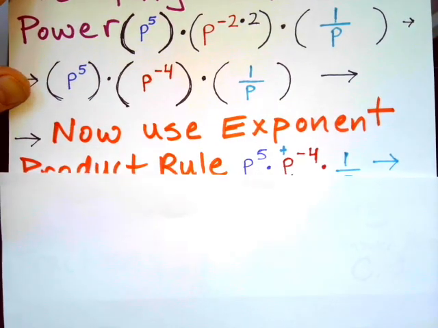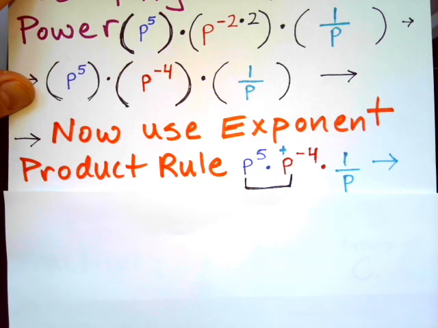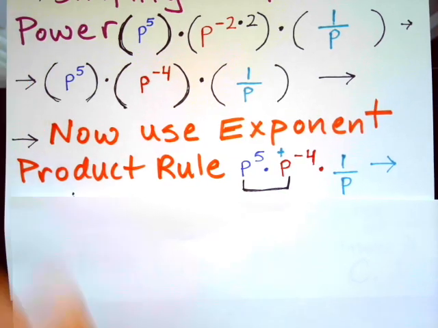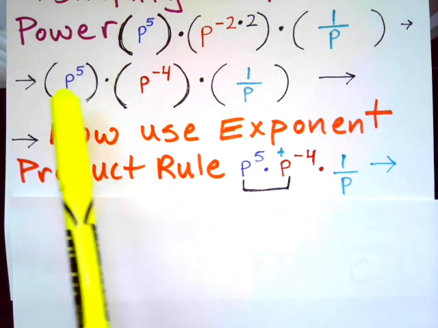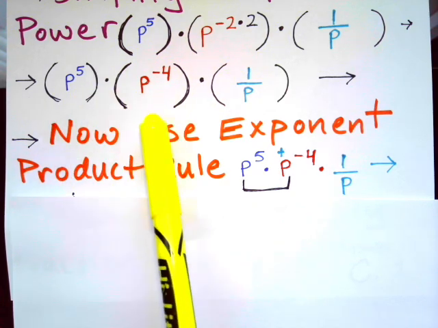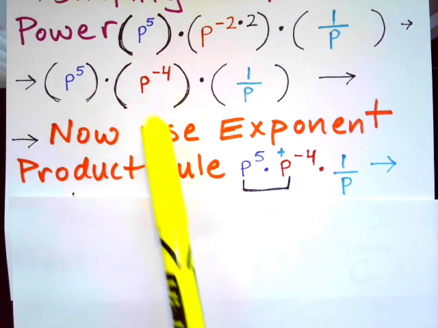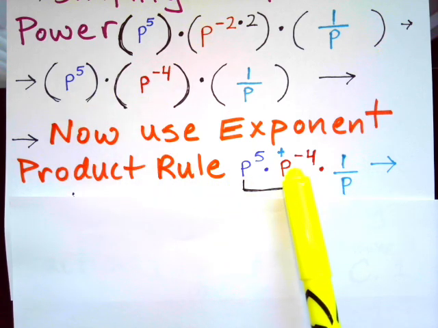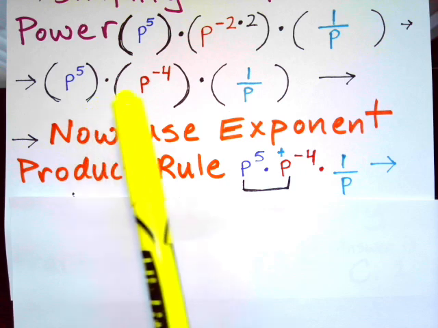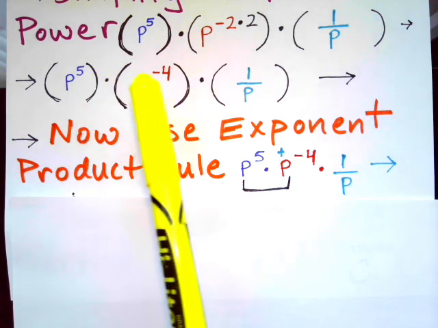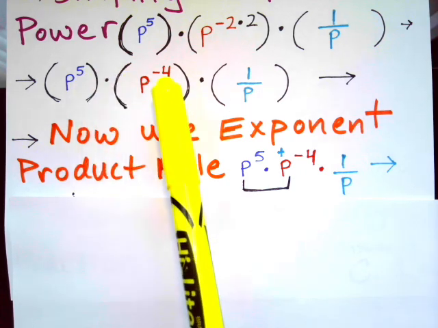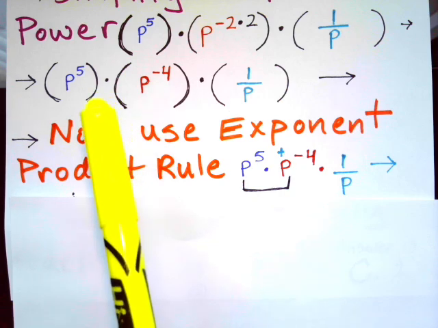Now we're going to use that exponential product rule, right? Product is the answer to a multiplication problem. If you've been working with me, we're going to multiply these two terms. And when you multiply, the base is the same, P and P. Your answer stays in P. You keep the base the same. And then the rule is you add your exponential powers when you multiply.